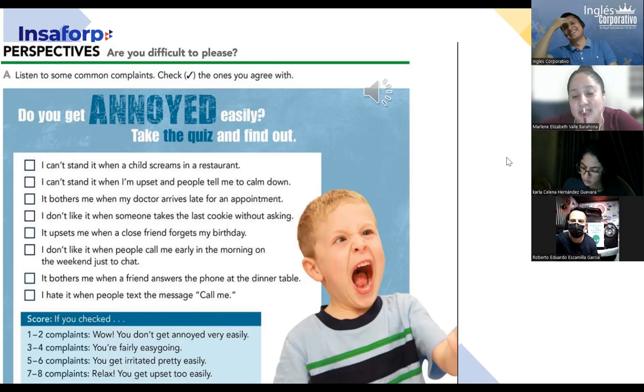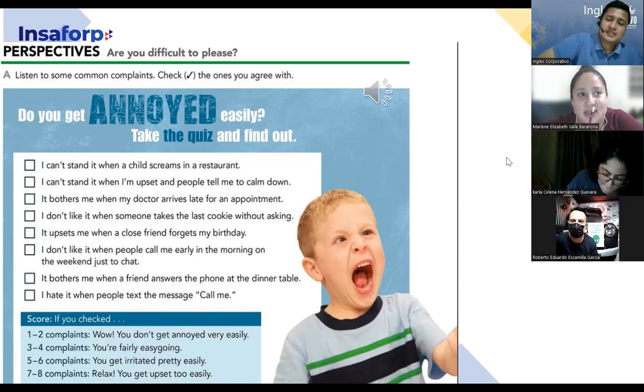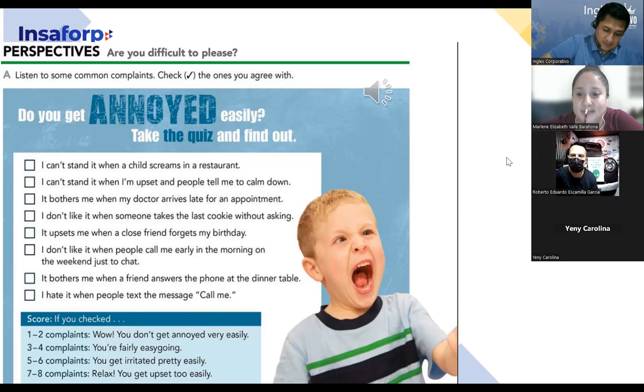But imagine for the mom, it's a big job because the mom is the only person who controls the situation, all the time. So for me, I think that is so difficult. Yes.